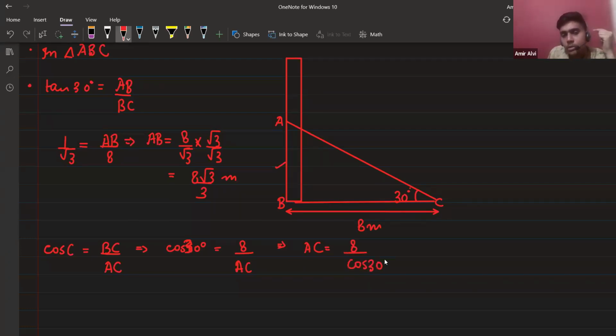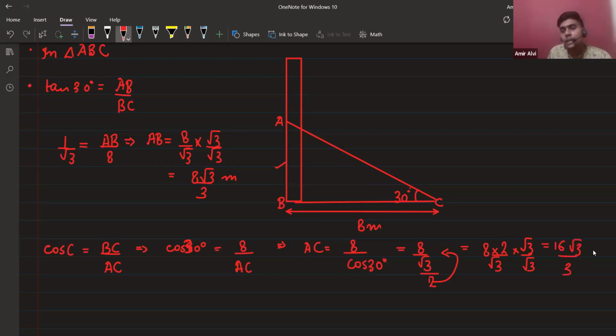Can anybody tell me what's the value of cos 30? Root 3 by 2. So it's nothing but 8 into 2 by root 3. If you rationalize this directly, it is 16 root 3 by 3, in meters.